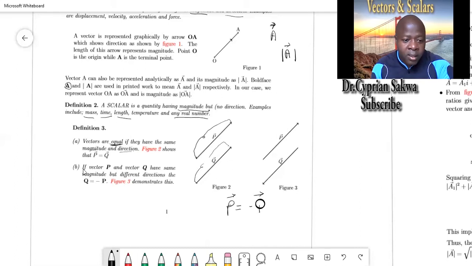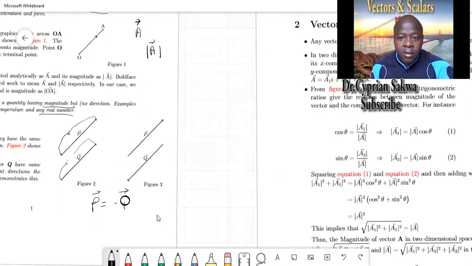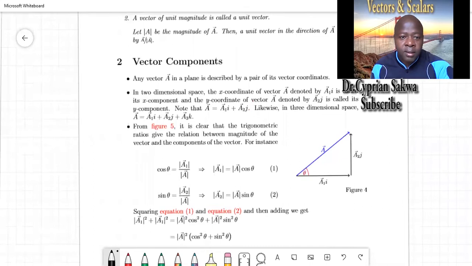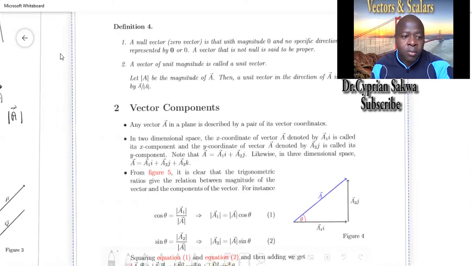That's why I've said here that if vector P and vector Q have the same magnitude but different directions, then Q will be equal to negative P. And this is illustrated in figure 3. Now I want us to look at components of vectors. But just before that, let's define a few terms.